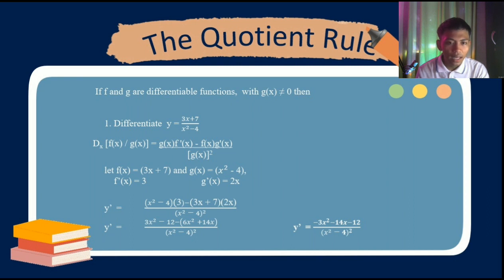3 times x squared is equal to 3x squared, minus 3 times 4 is equal to 12, minus 3x times 2x is equal to 6x squared, plus 7 times 2x is 14x, and copy the denominator, which is x squared minus 4 quantity squared. That's why it became negative 3x squared minus 14x minus 12 over x squared minus 4 raised to 2.